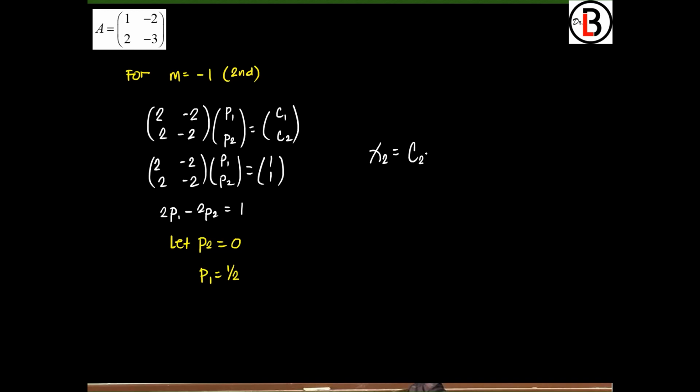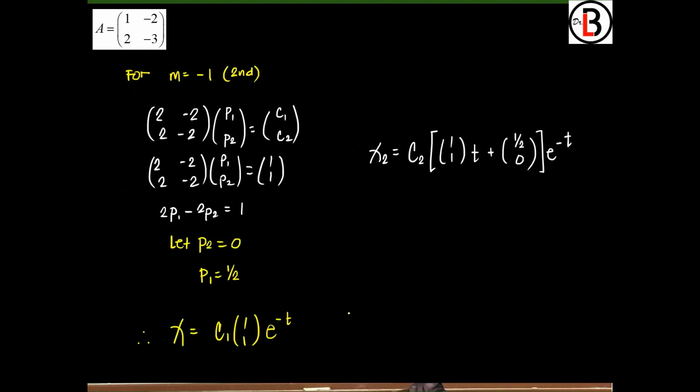Can you follow? So if you ask me, what is my x sub 2? My x sub 2 is capital C2, 1, 1, di ba? Nag-repeat siya eh. 1, 1, t plus 1/2, 0. Both of them has e to the negative t. So what would be the final answer? The final answer is capital C1, 1, 1, e to the negative t, which is this one, plus C2, 1, 1, t plus 1/2, 0, e to the negative t. So that's your second one.